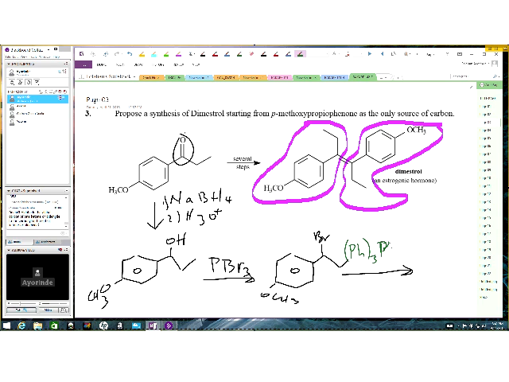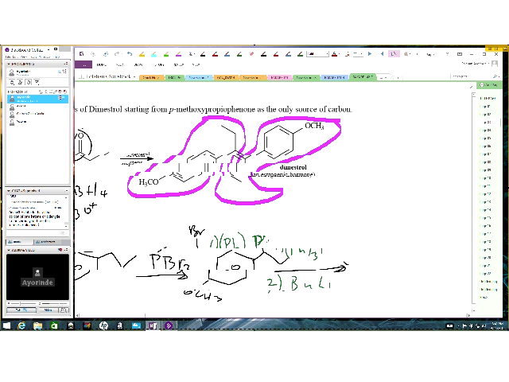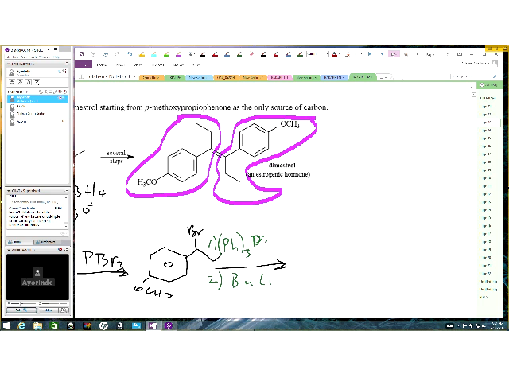Okay, so you use triphenylphosphine, step 1, and then step 2, use butyllithium. Okay, let me move this a little. So triphenylphosphine and butyllithium will give you your Wittig, which is right here. So that means we are going to have Wittig right here.